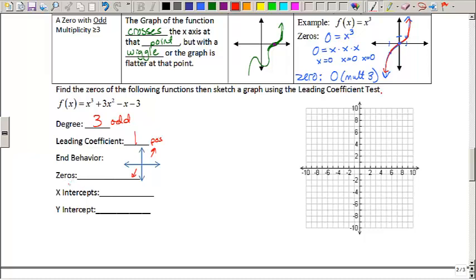Finding the zeros is probably the hardest part of this problem. In order to find the zeros, I'm going to set f of x equal to 0.